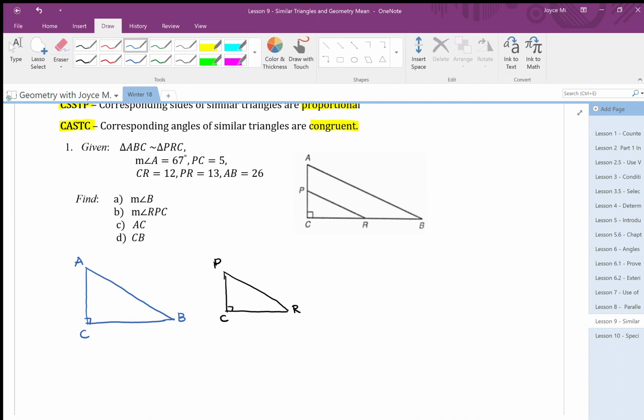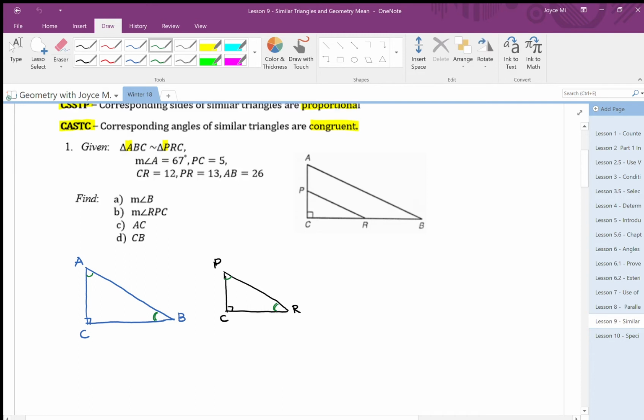So let's mark the angles first. A corresponds to P. Again, look at the similarity statement here: triangle ABC is similar to triangle PRC. Notice A and P are the first letters in the similarity statement, so they are in corresponding locations. So angle A is congruent to angle P. Now B and R are both in the middle, so they correspond as well. So angle B and angle R are congruent.